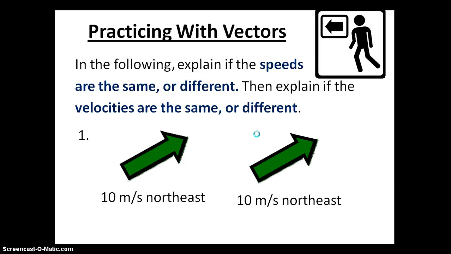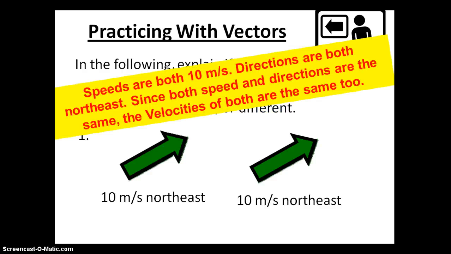So practice with vectors. In the following, explain if the speeds are the same or different, and then explain if the velocities are the same or different. So let me go ahead and pause and let you answer that. Speeds are both 10 meters per second. Directions are both north-east. Since both speeds and directions are the same, the velocities of both are the same too.